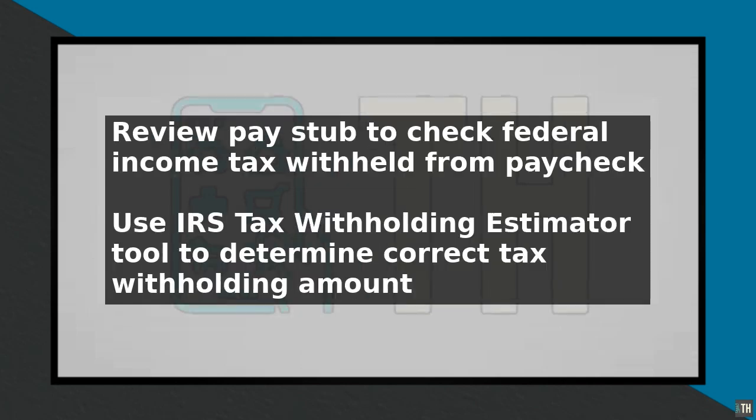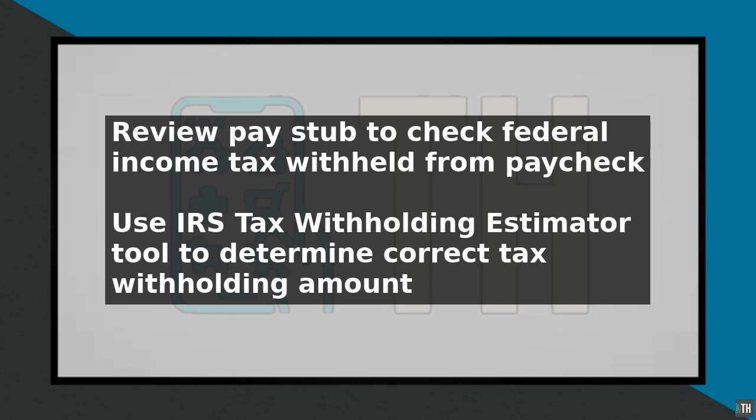You can also use the IRS tax withholding estimator tool to determine if you are having too much or too little tax withheld. This tool will ask you for your income, filing status, and number of dependents to estimate your tax liability. If you find that you need to adjust your tax withholding, you will need to complete a new W-4 form. You can obtain this form from your employer or download it from the IRS website.